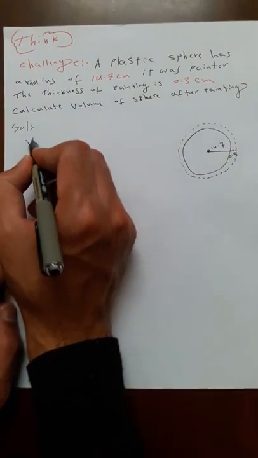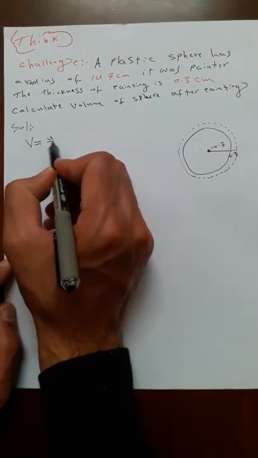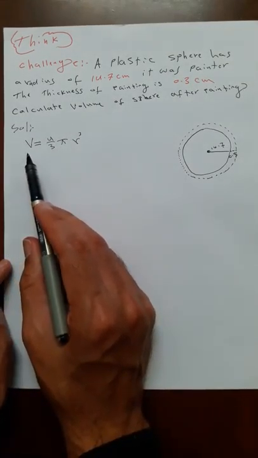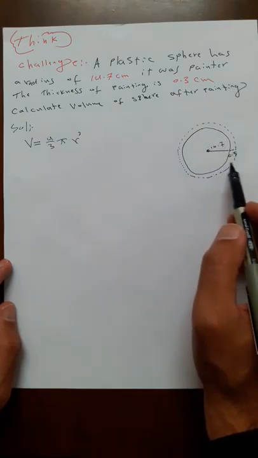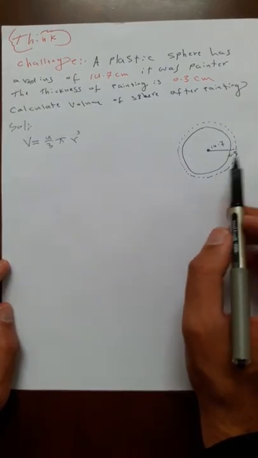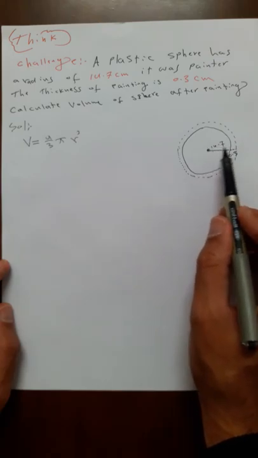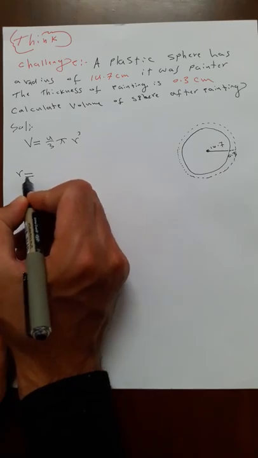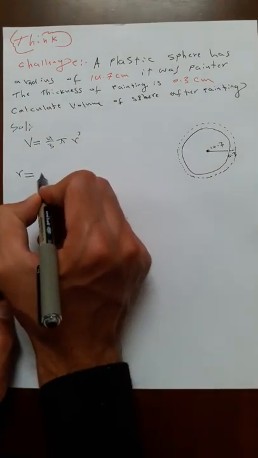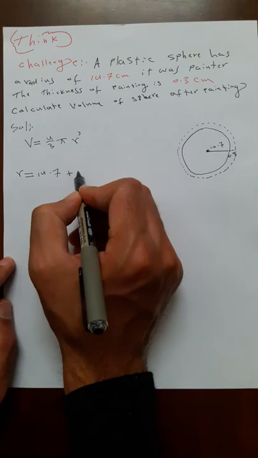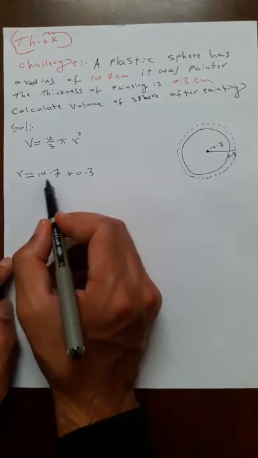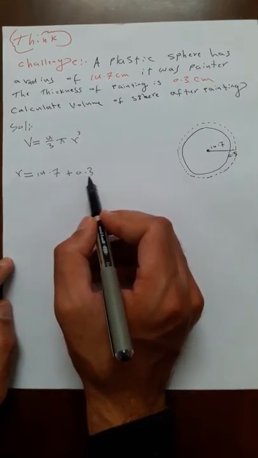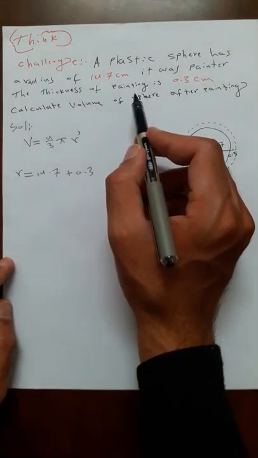Okay, to solve this we will use the rule V equal to 4 over 3 pi r with power 3. To find the volume of the sphere after painting, I need to find the radius of the sphere after painting. The radius of the sphere after painting is 14.7 plus 0.3. This is the radius of the sphere before painting, and this is the thickness of the painting.